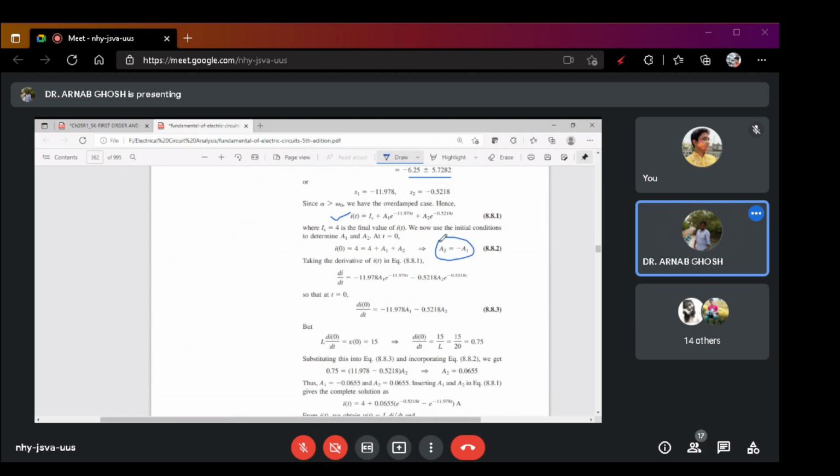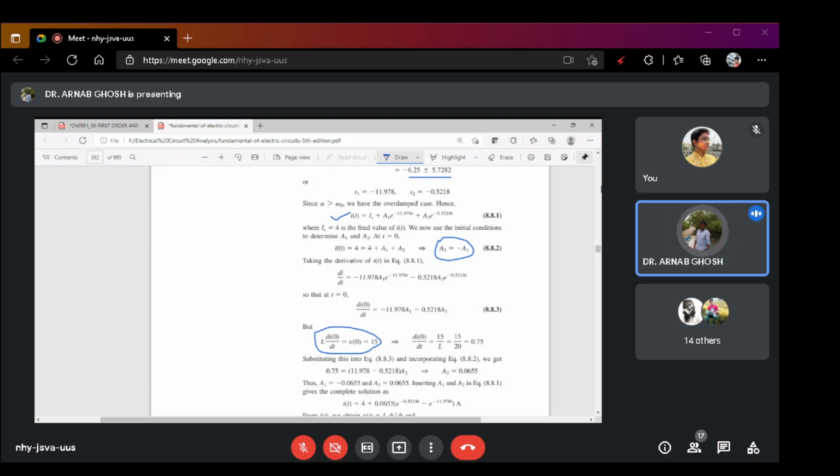See, any doubts, you can ask me. Next we do di by dt. You can calculate it from L di0 by dt is equal to V0. From this formula, you can calculate di0 by dt. This formula I already showed you. L di by dt is equal to V0. What is your V0?